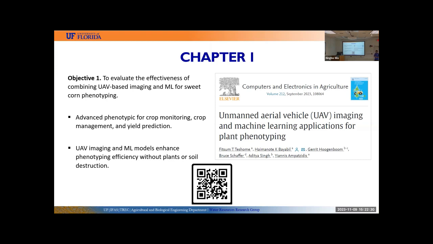So that's why we are interested to investigate UAV imaging and machine learning techniques for sweet corn phenotyping. And the result of this study was already published in the Journal of Computers and Electronics in Agriculture. You can use this QR code if you are interested in our paper.